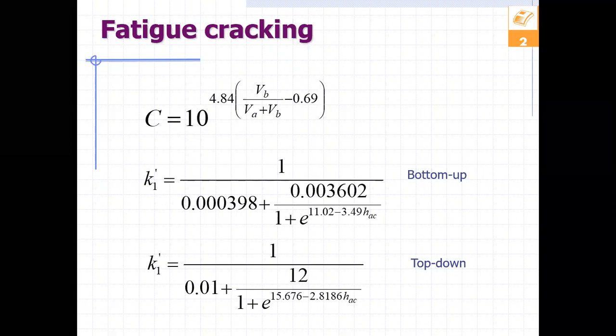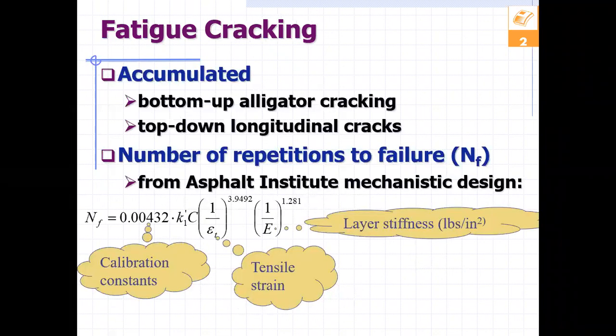So we can get both values. And then you put both values. Now you only need the ET and the E. The E is the elastic modulus. So that's something you know, 100,000, 150,000, as in the chart I showed you before. And ET is the tensile strain.